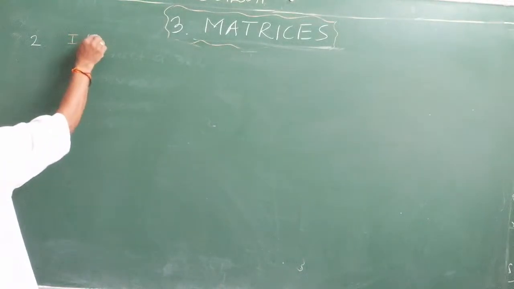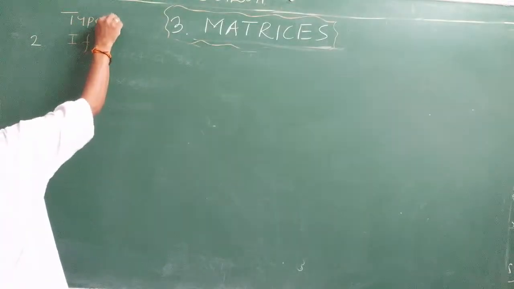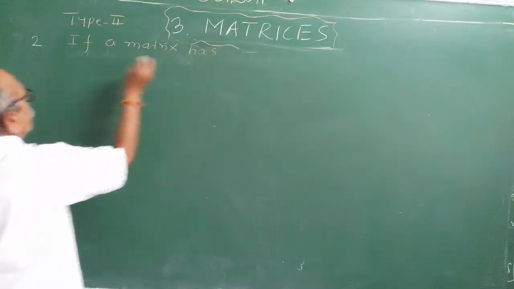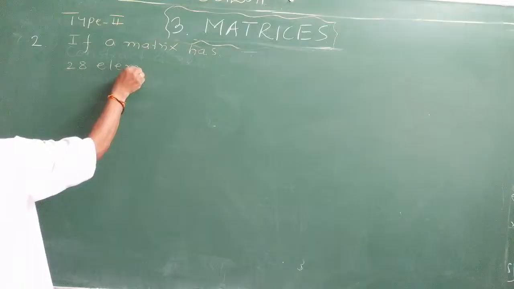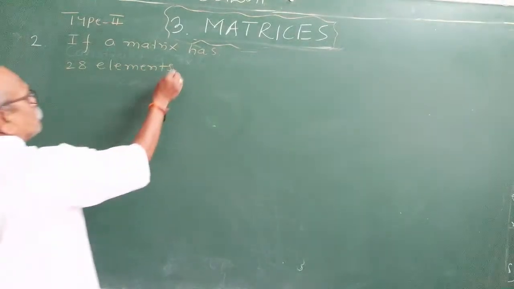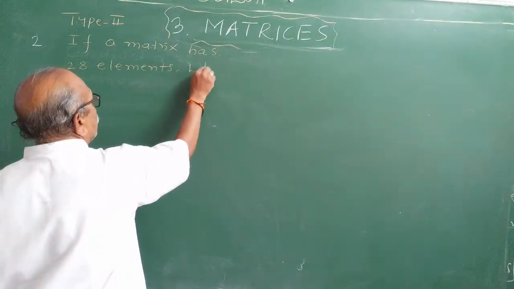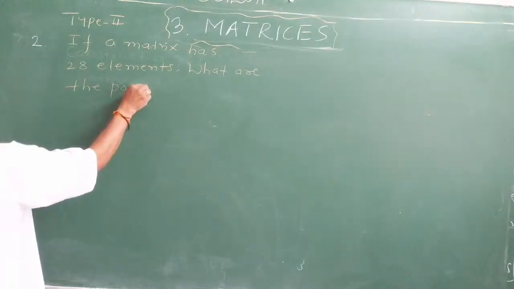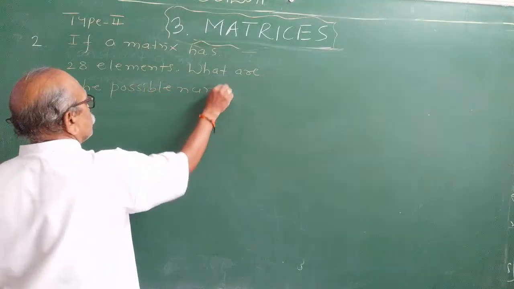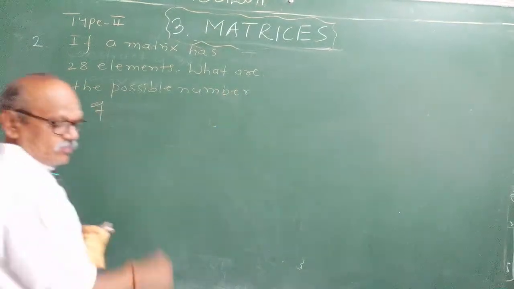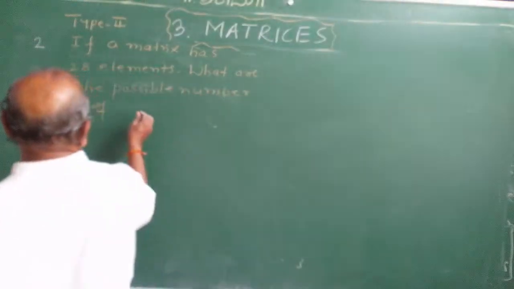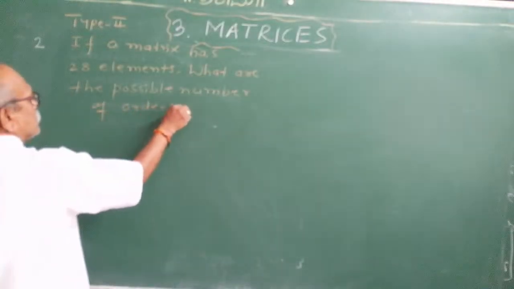If a matrix has 28 elements, right? What are the possible number of orders it can have?